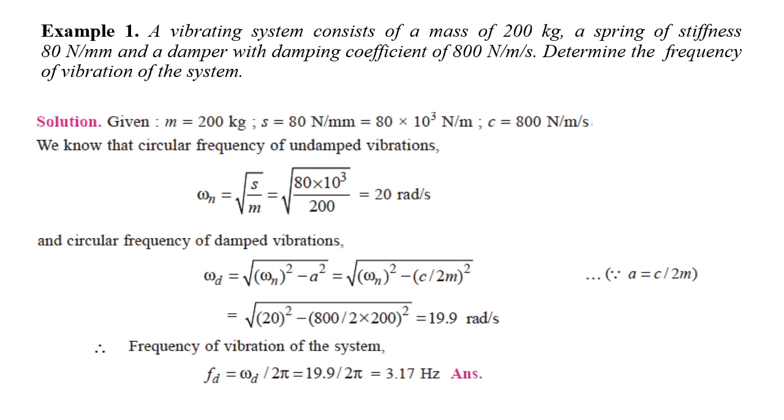So listen carefully. First example, I will read. A vibrating system consists of a mass of 200 kg, a spring of stiffness 80 Newton per mm, and a damper with a damping coefficient of 800 Newton per meter per second. Determine the frequency of vibration of the system.